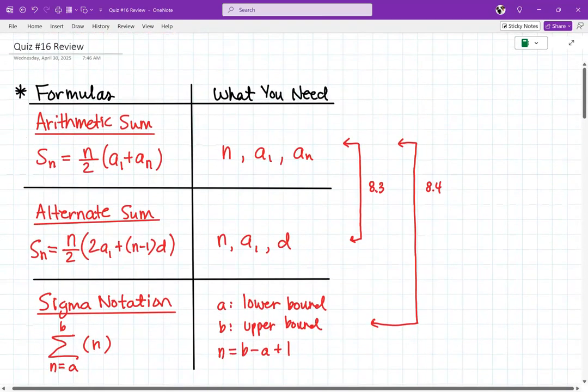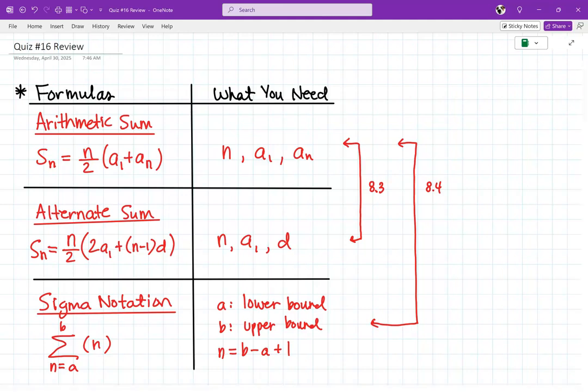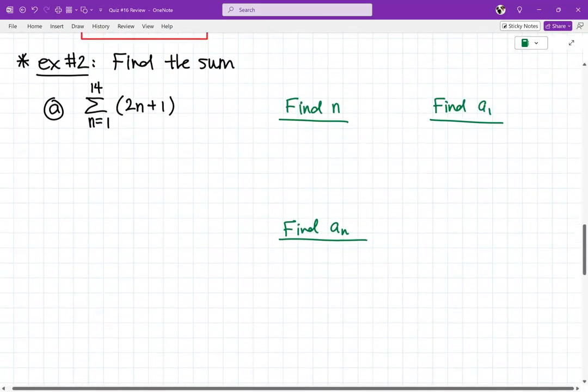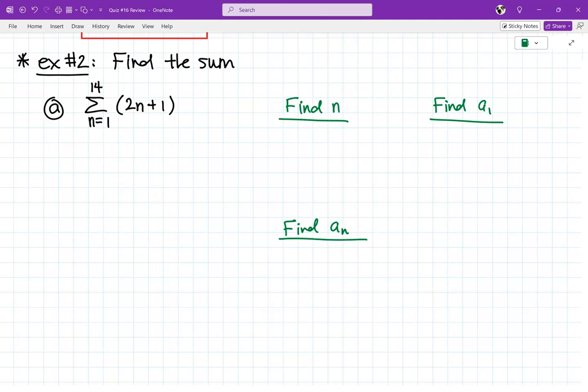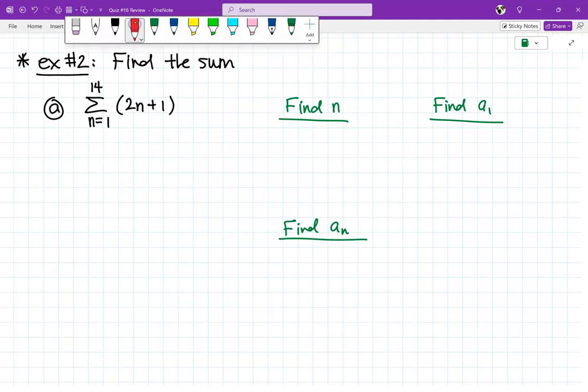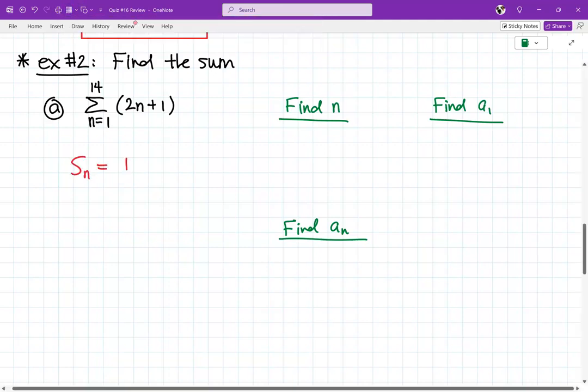When I showed you the chart, I told you that when you use sigma notation, that's related to the top equation. And when you're going to use the top equation, what do you need to know? n, a sub 1, and a sub n, right? Those are the things I have to know. That's why when I see sigma notation, my first gut reaction is to find n, a sub 1, and a sub n, because I'm going to plug them into that formula right here.